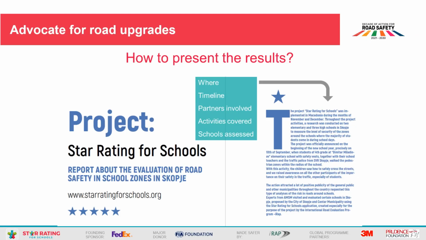After you conduct your assessments with Star Rating for Schools, it is important to show your results in a clear and propositive way. It is recommended that you develop a consolidated report with the main findings and suggestions, and you can also show your results in other creative ways to share the results with the community.